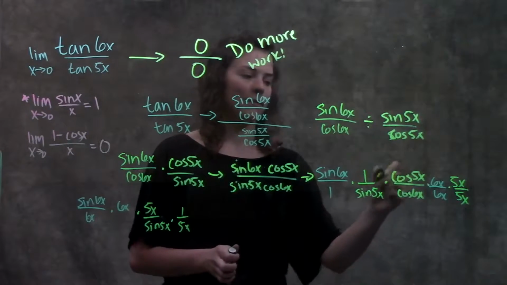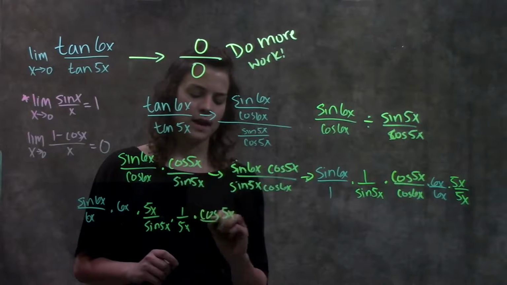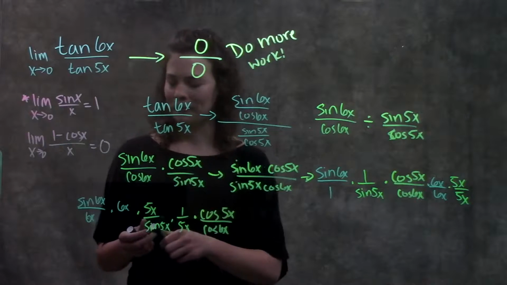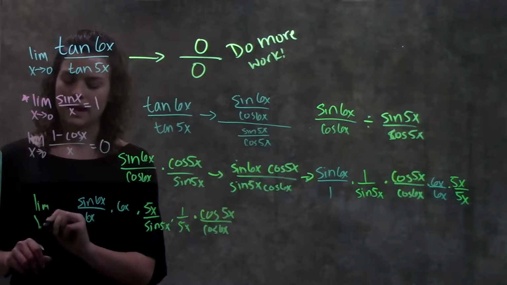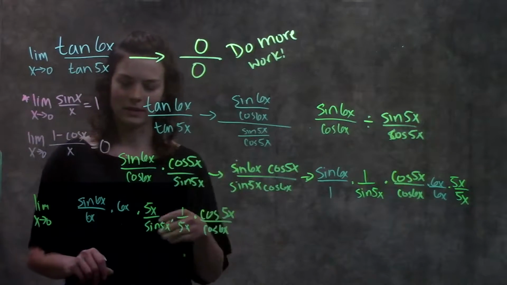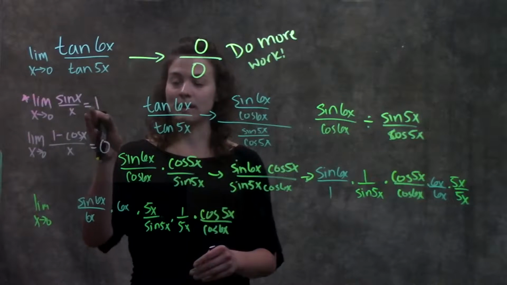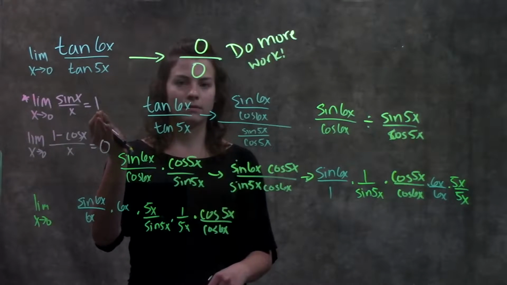And lastly, I still have my cosines over here. Haven't really done anything with them. Cosine 5x over cosine 6x. And remember, the problem was initially asking us the limit as x approaches 0 of all of this. At this point, now I have things that match my sine identity, so I'm going to go ahead and cross these out and put in whatever they equal.